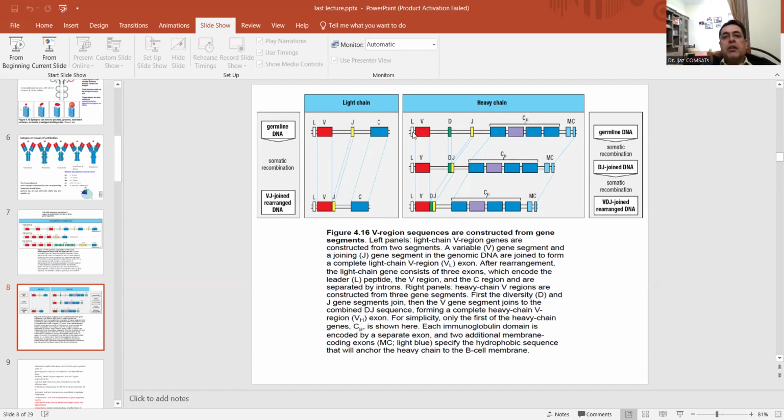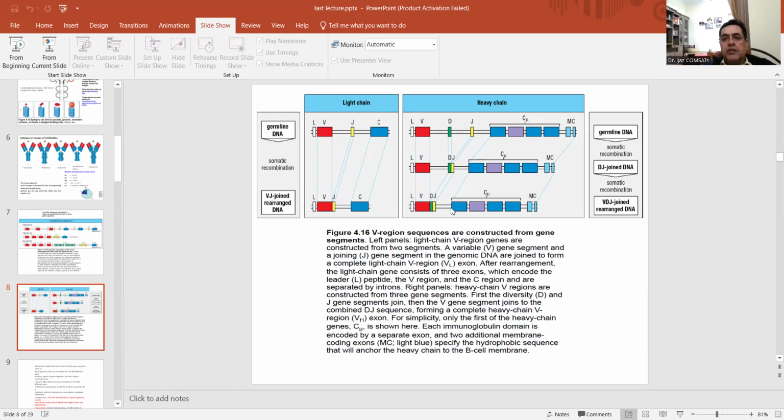These are all present at different locations on chromosome 14, for instance, as I show you. Then there is somatic recombination, and as a result of somatic recombination, first of all, the diversity and joining sequences are joined together, as you see here. And when these sequences are joined together, the diversity and joining sequences are joined with the variable region sequences.